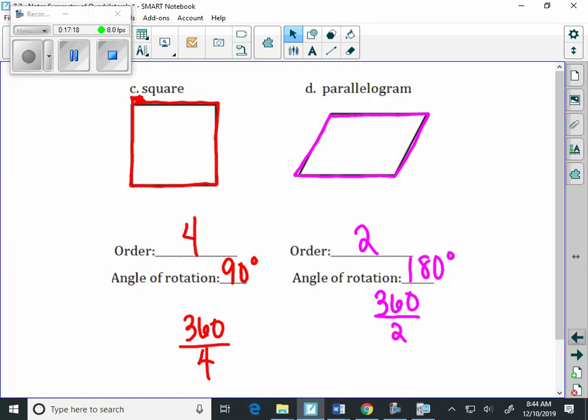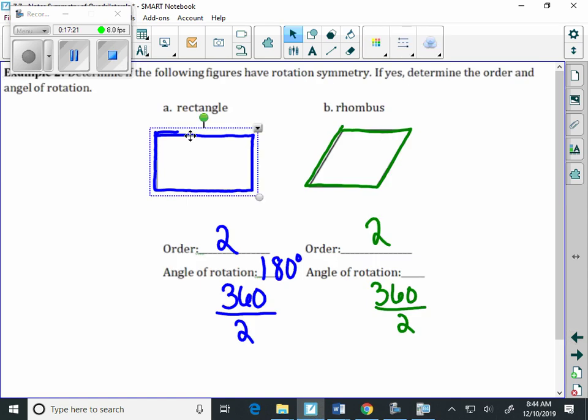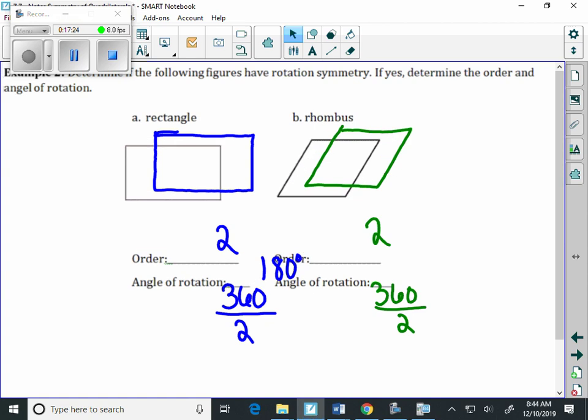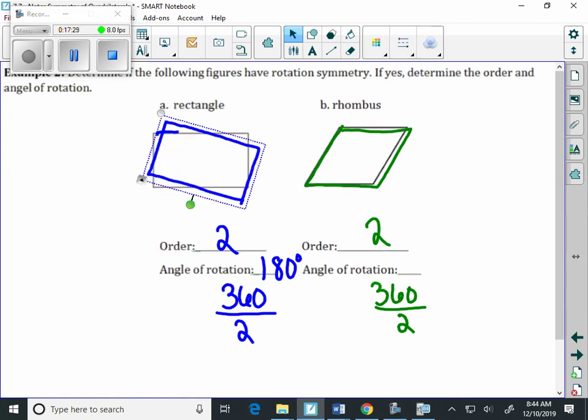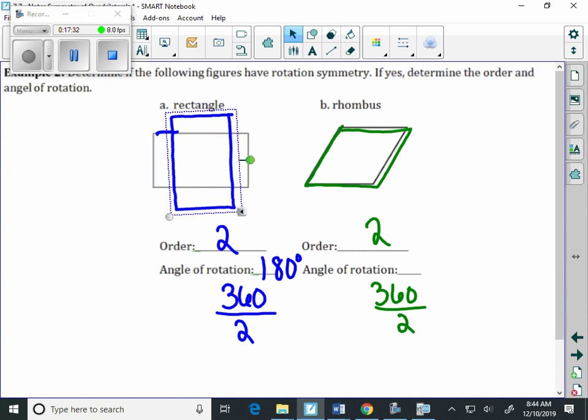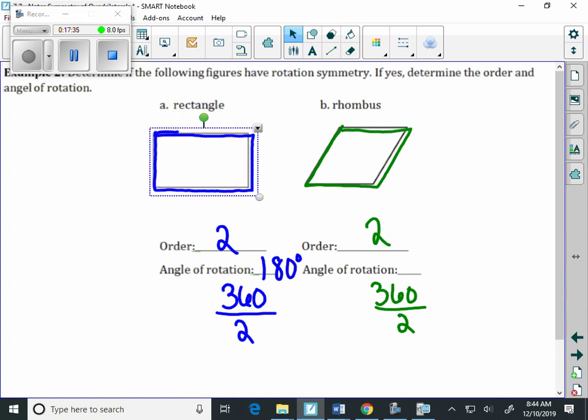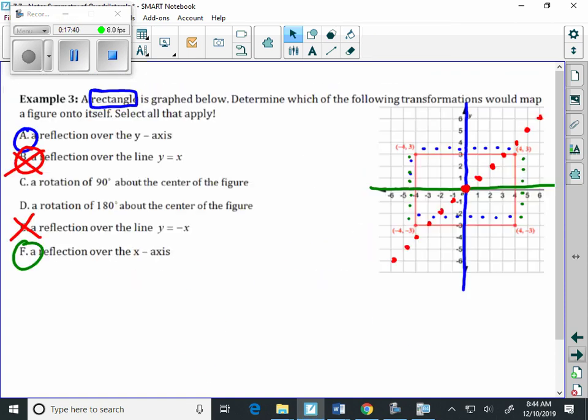I don't know if I can go back to my rectangle, but I might try. What do we have on this one? When we tried to rotate, it didn't work here. There's one, and then we went here, and there's another. We don't have rotation of 90 degrees, but we do have rotation of 180 degrees. So it's not 90, but it is 180. So A, D, and F on example 3.